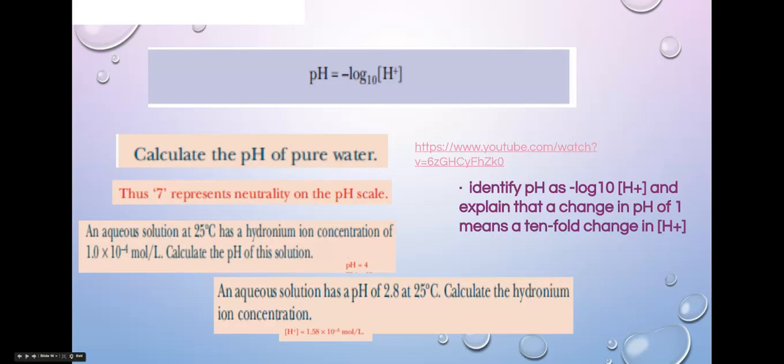So 7 represents neutrality. And then there are a couple of calculations that you're able to do using the pH scale. But notice that each time you change the pH by 1, you actually are doing a factor of 10 in your change in H plus ion concentration.